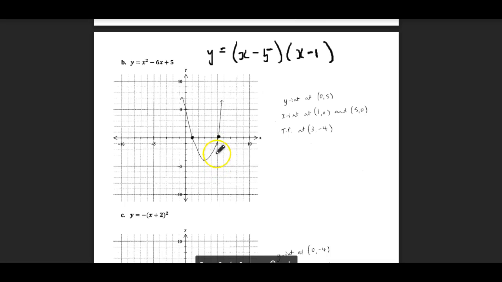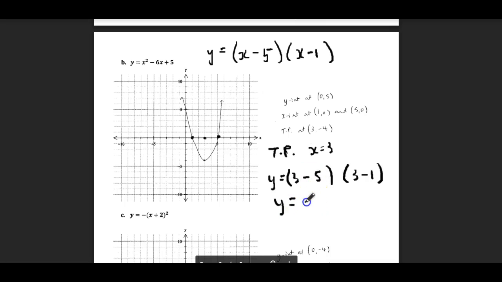Now, just like we did before, your halfway point will give you the x-coordinate of the turning point. So add them together. 1 plus 5 is 6. 6 divided by 2. So there you are at 3. So your x-coordinate of your turning point is at x equals 3. Now to get your y-coordinate, just substitute it in. So we got y equals 3 minus 5 times 3 minus 1.